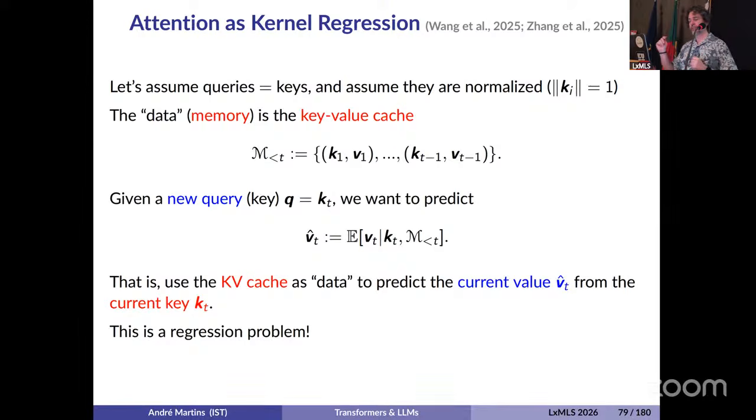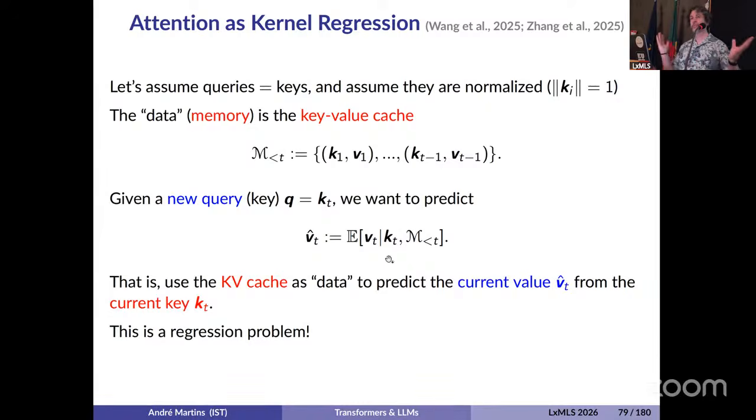And our goal is, let's assume that our goal is to predict what's going to be the next value. Okay, so I have this query, which is the same thing as the key at time step t, and I want to predict v_t. Okay, and so to predict v_t, because v_t is a vector, I can think about computing the expectation of v_t conditioned on the new key and the KV cache, all the previous history of keys and values. And if you think about it, this is like a regression problem. So this memory is our data. Our data is inputs, outputs. Inputs are keys, outputs are values.